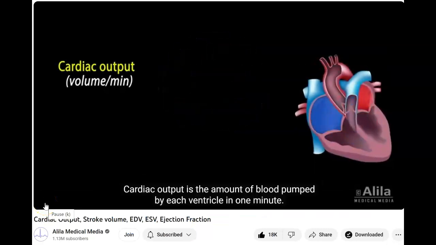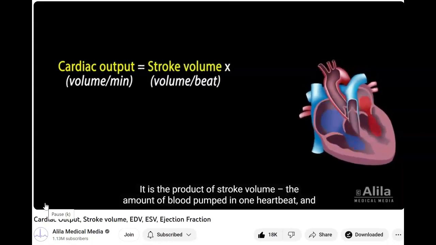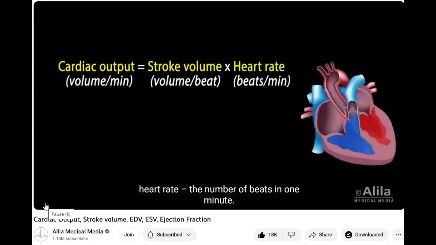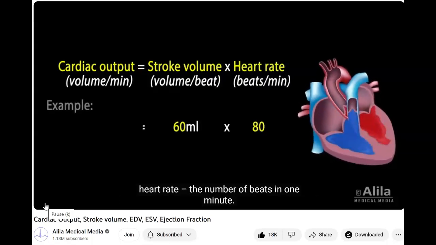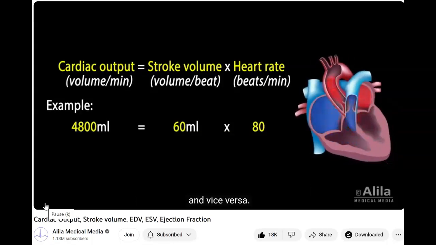Cardiac output is the amount of blood pumped by each ventricle in 1 minute. It is the product of stroke volume, the amount of blood pumped in one heartbeat, and heart rate, the number of beats in 1 minute. An increase in either stroke volume or heart rate results in increased cardiac output, and vice versa.